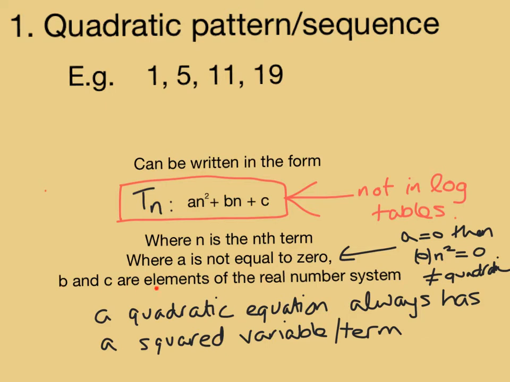And then finally, b and c are elements of the real number system. They just have to be numbers. They have to exist. They can be 0. b can be 0, or c can be 0, because it will still remain a quadratic equation as long as we have an n squared. Okay?